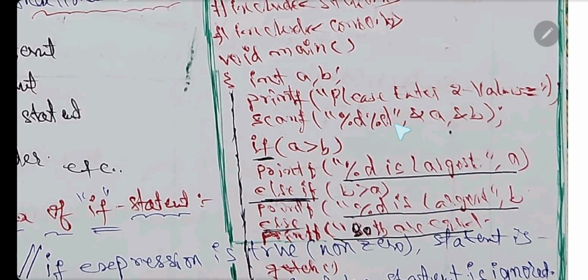For easy visibility, I wrote the programs with a red pen. printf, please enter two values. scanf, open braces, double quotation, %d, no comma in between, %d, double quotation, comma, ampersand a, comma, ampersand b. Here you can use %i instead of %d. %d means decimal, %i means integer, because integer a and b are declared here. Here the condition starts, our topic, the conditional branching statement.